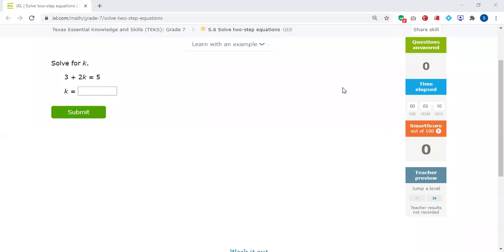Hello everyone, in this video I'm going to solve problems on IXL grade 7 S6, solve two-step equations. So let's start with the first question. Solve for k, 3 plus 2k is equal to 5, so we are going to find the value of k. So 3 plus 2k, let me leave a space here, and then is equal to 5.